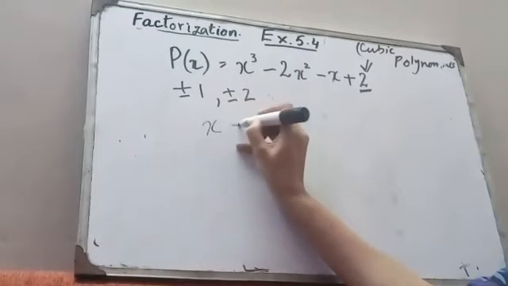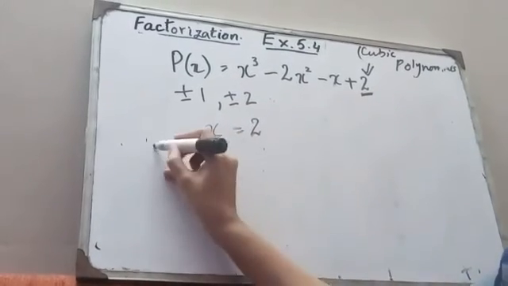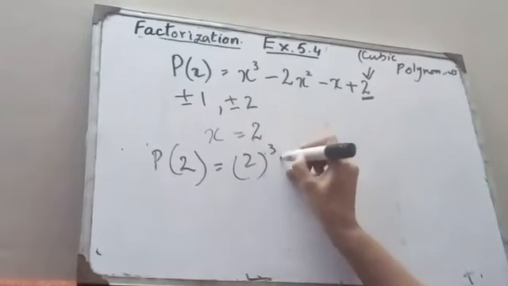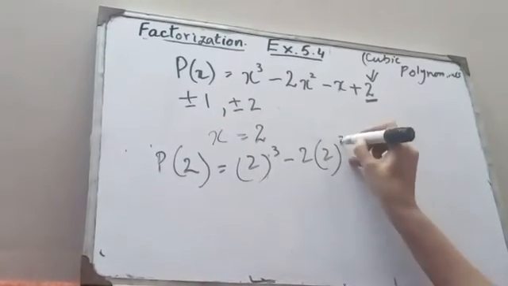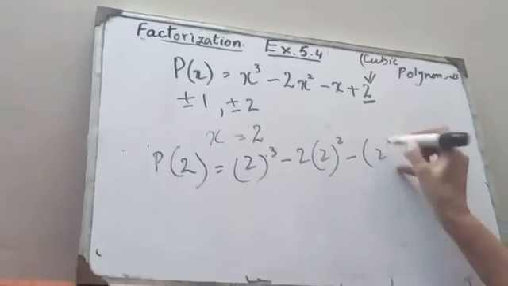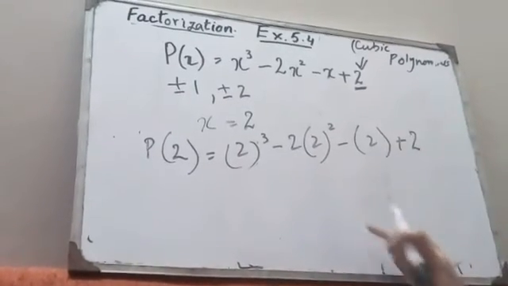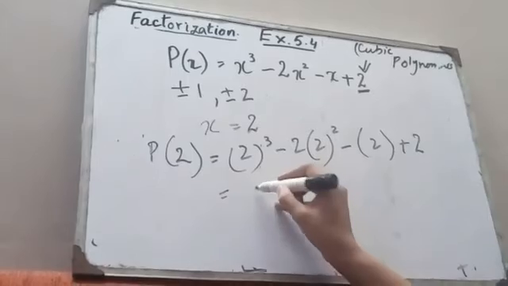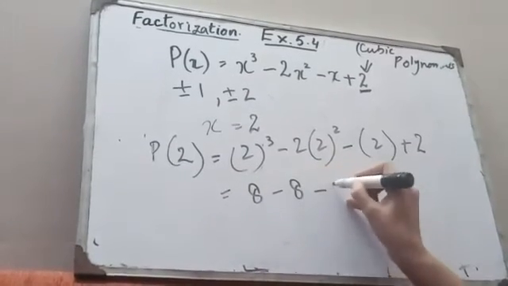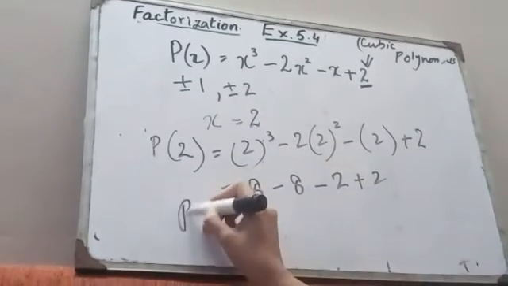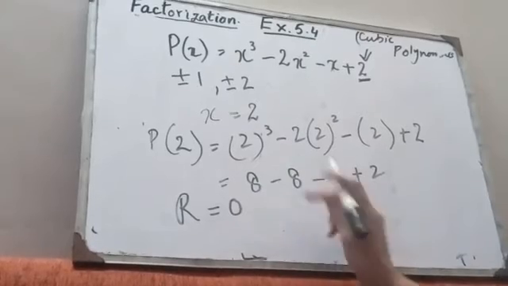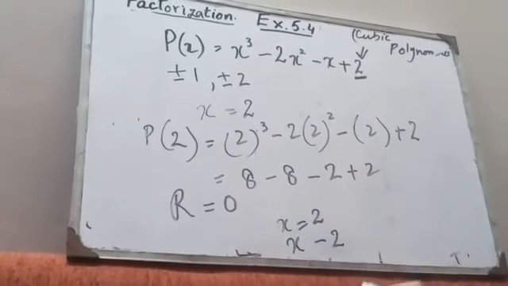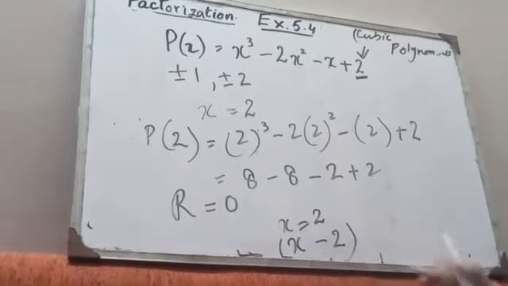Okay, now we will put x equal to plus 2. So P(2) is equal to 2 cubed minus 2 into 2 squared minus 2 plus 2. Let's see what we get. It is 8 minus 8 minus 2 plus 2. So once again the remainder is 0. It means x equal to 2 is also a root, and changing the sign we get x minus 2. So it is our third factor.